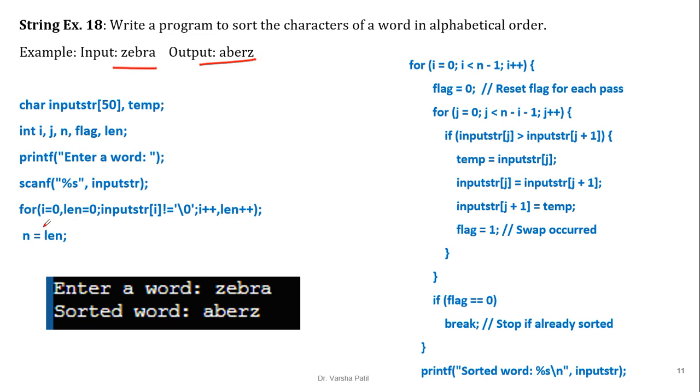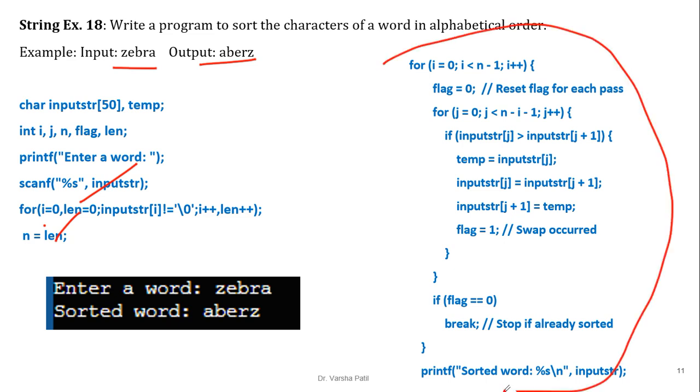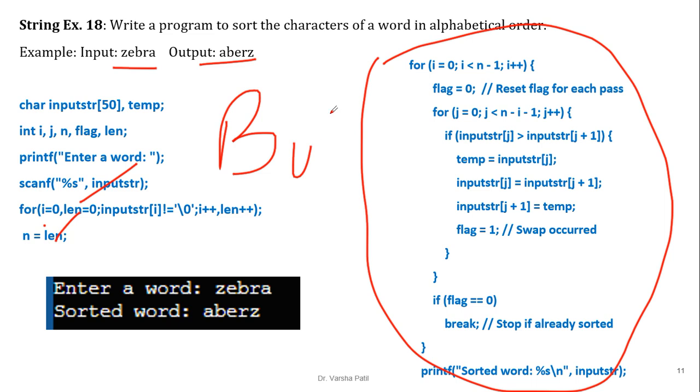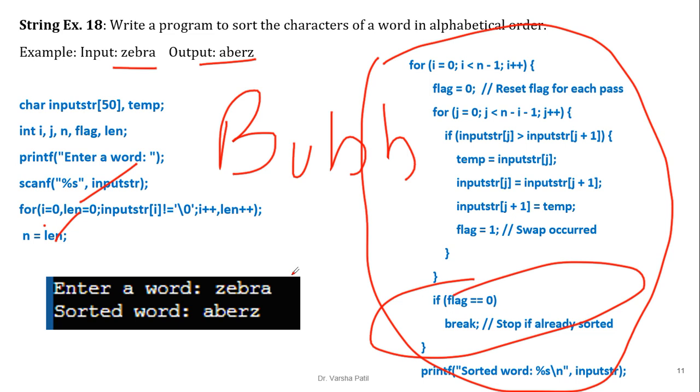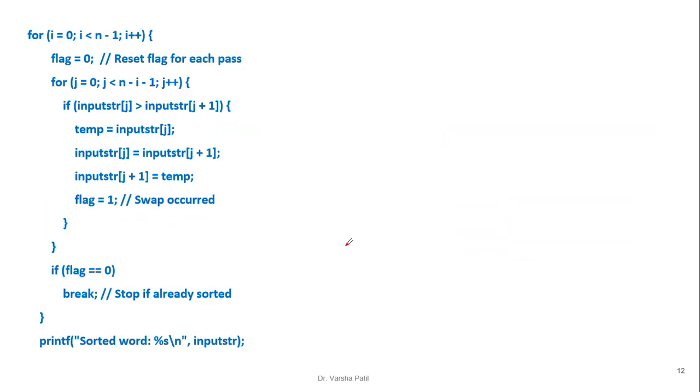So what we need to do? First input the string, then we find out the length, and after that this loop is entirely the same as our bubble sort. If you understand bubble sort in a one dimensional array, the conditions are the same. I have explained in detail each pass, what happens in each pass, and why flag equal to 0, why we are using this condition. So this is nothing but the program.